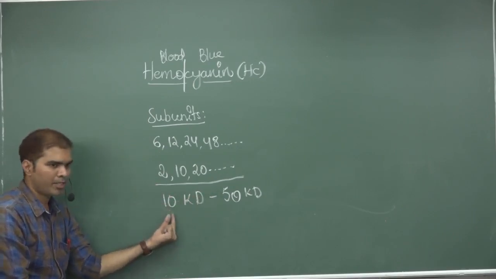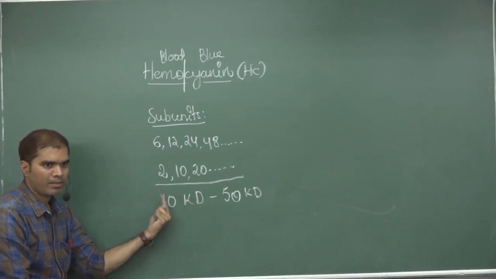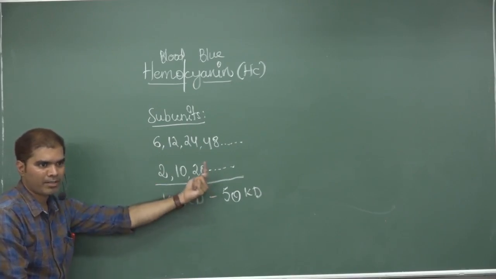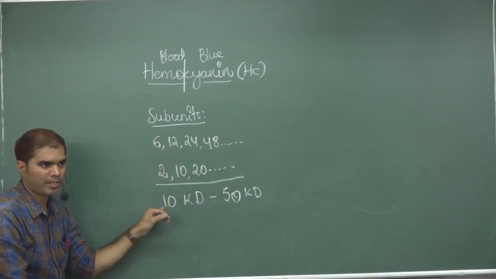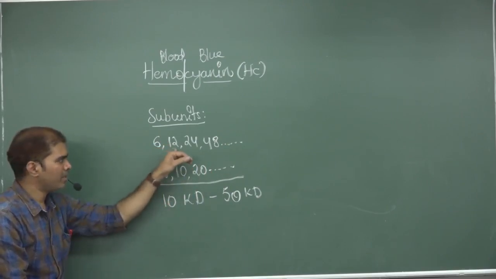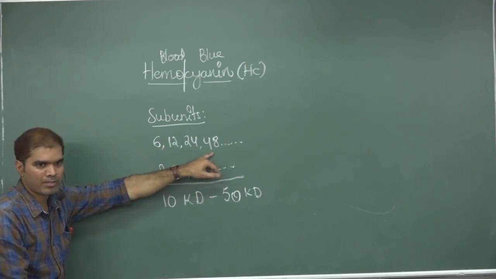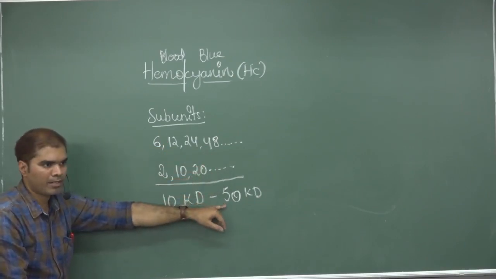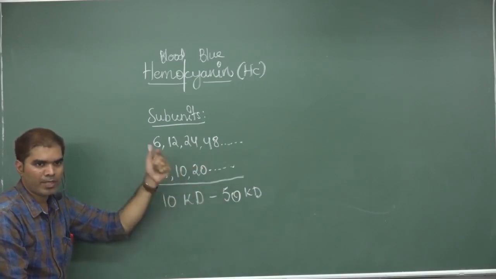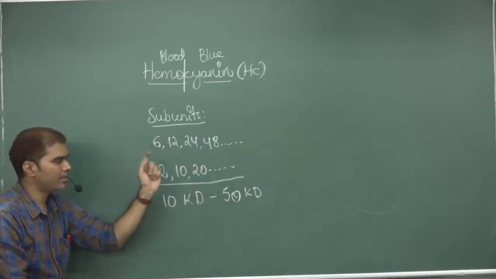It ranges from 10 kilodalton for one subunit, and it can go up to 50 kilodalton. It means it is a very large protein. Its molecular weight is also very high. So you may just imagine, suppose there are 48 subunits, each subunit weighing 10 or each subunit weighing 50 kilodalton, the weight of the protein will be very, very high. Okay? So you may just note down that point.